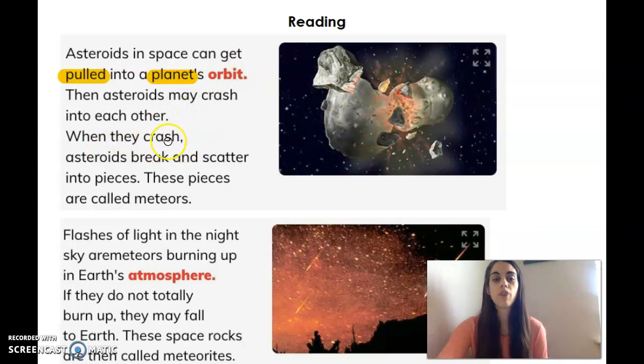When the asteroids crash, what is the effect? Where will I find the effect in this sentence? The effect comes after the comma.